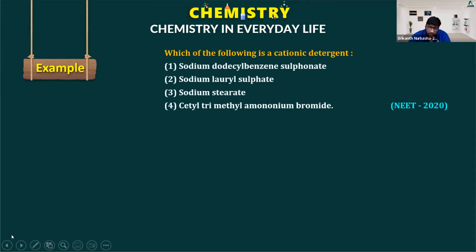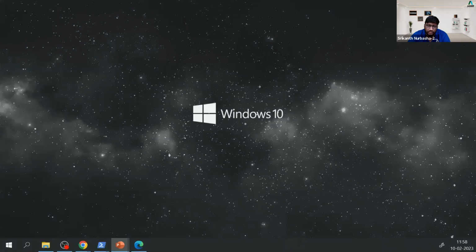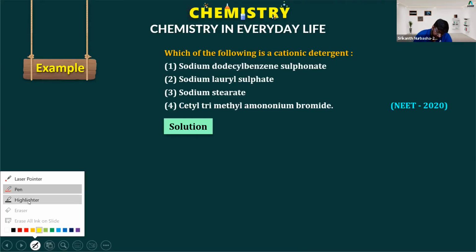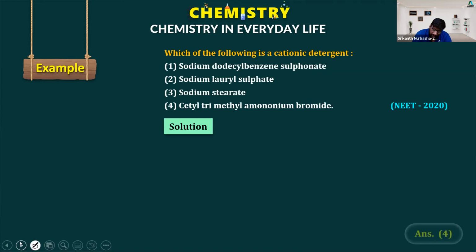Try to solve the example, students, all of you. What is the example? Which of the following is a cationic detergent? Cetyl trimethyl ammonium bromide. That was the correct answer for this particular type of question. Such type of theoretical question you can expect as far as chemistry in everyday life, polymers, and biomolecules has been considered.